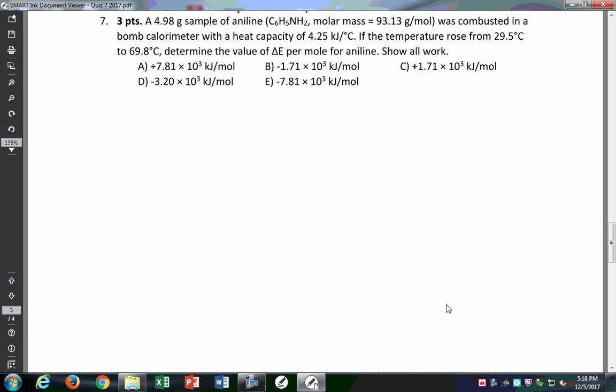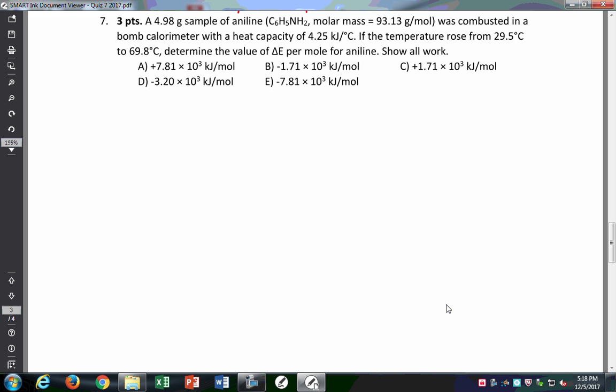I don't need to write my combustion reaction to do this, but I do want you to understand that in the lab, we didn't burn exactly a mole. So at the end, once we get our delta E from the data that we're given, which is our heat capacity and our change in temperature, then we're going to need to know how many moles we actually burned so we can figure out per mole. But we don't need that 4.98 right now.